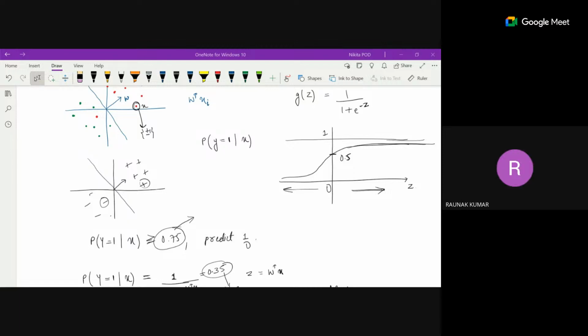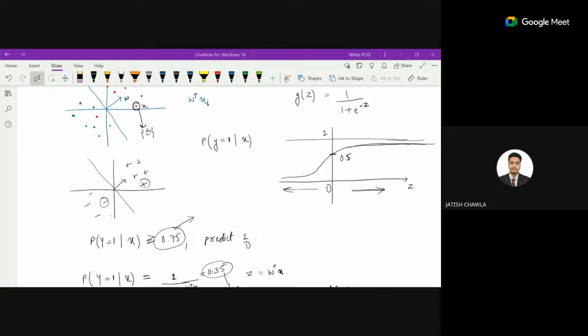Complexity is big O of N D. N is the number of data points, D is the number of features. Complexity of a model is a different thing. We're not going into that right now. It's a completely different topic.